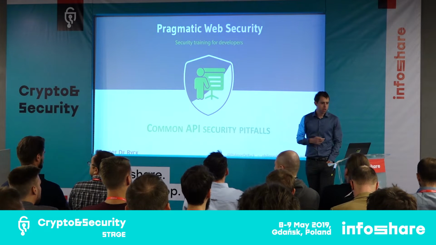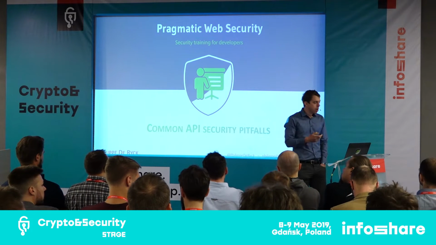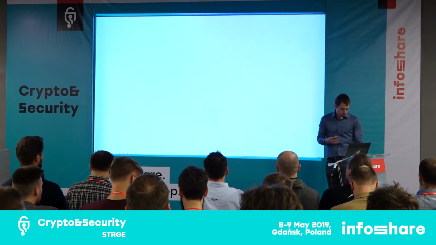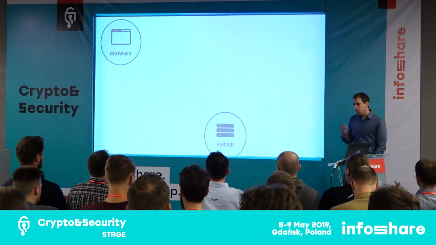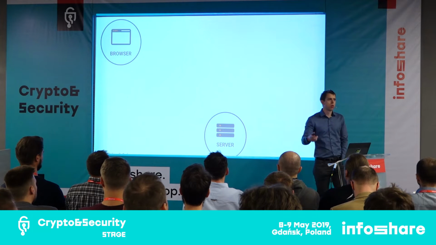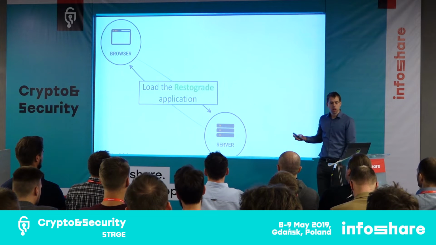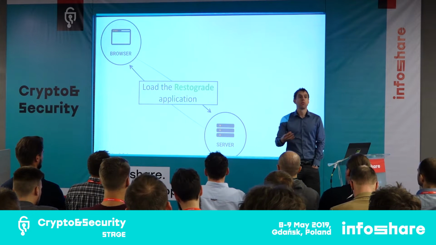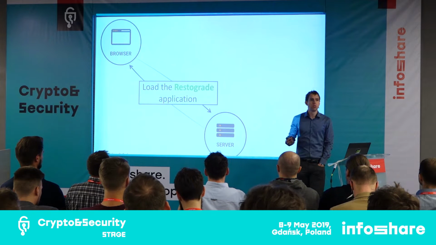Let's talk about API security pitfalls. Before we start, let me define what we're going to talk about. When I mean API, we're typically talking about a web application. So you have a browser somewhere, you have a server, and you're loading an application. In this case, it's a restaurant application. It's something I use for trainings. It's about posting reviews for restaurants.